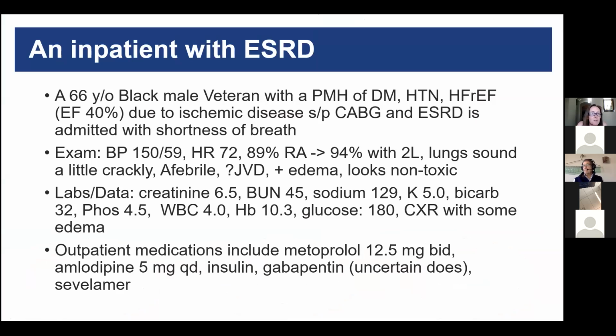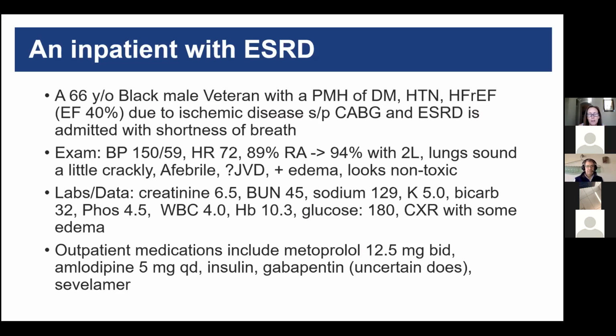So we've got a 66-year-old Black male veteran with a past medical history of diabetes, hypertension, HFrEF with an EF of 40%, which is due to ischemic disease, status post-CABG. He also has ESRD, and he's admitted with shortness of breath. On exam, the blood pressure is 150/59, heart rate of 72. He's 89% on room air, and that goes up to 94% with just 2 liters. Lungs sound a little crackly.